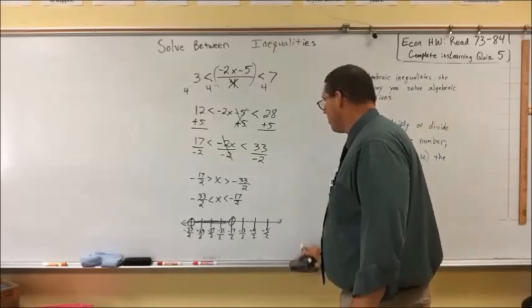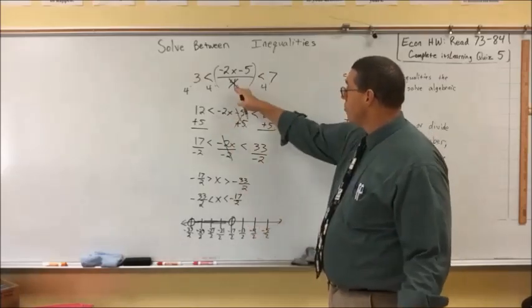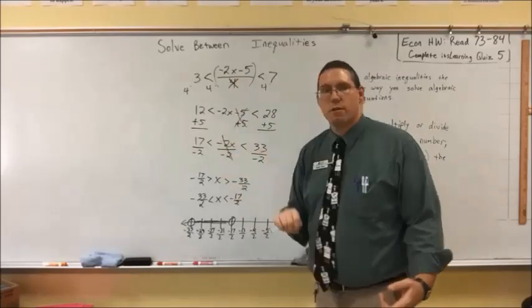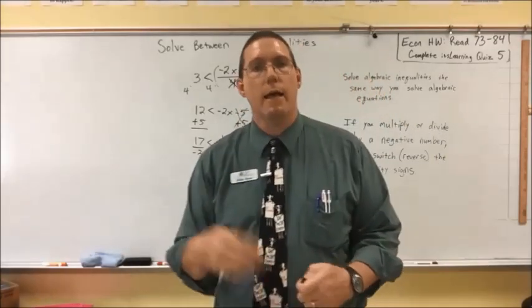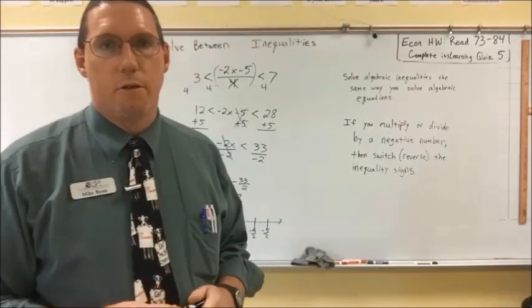But this is another between inequality, and in this one, we had to cancel a denominator, and we also had to divide by a negative, so we had to reverse the signs. I just wanted to give you some variety and show you some of the things that you may have to do in some of these solutions, okay?